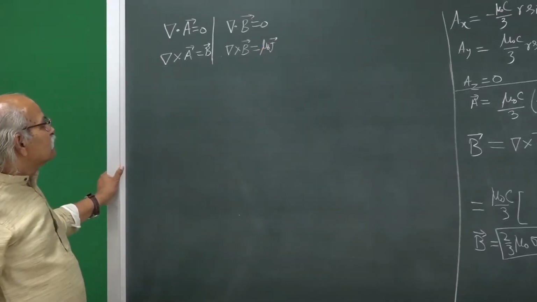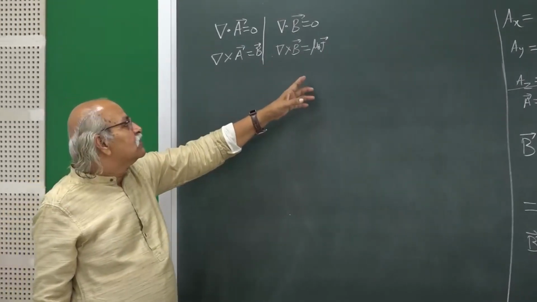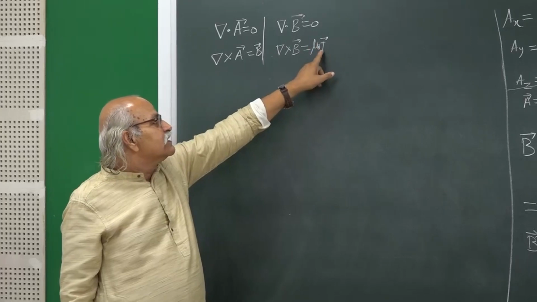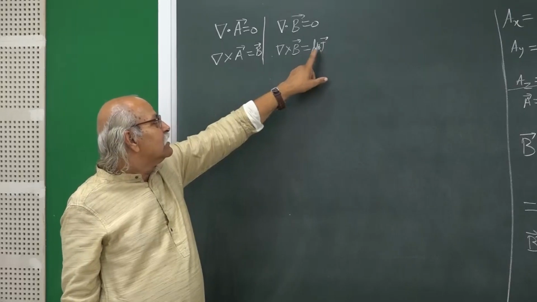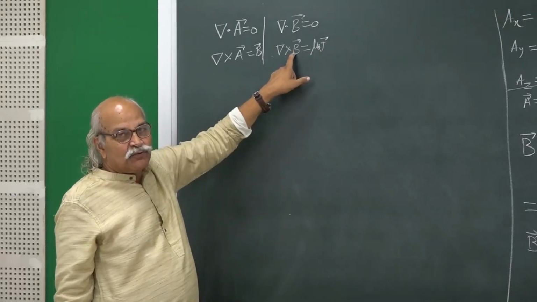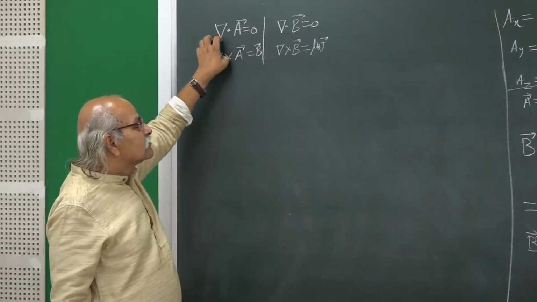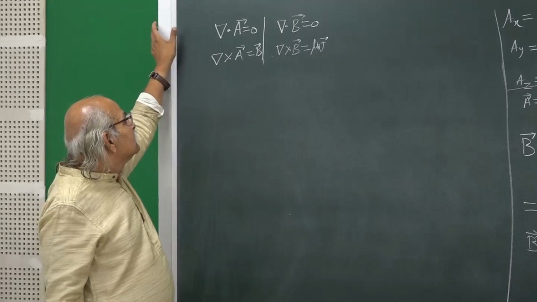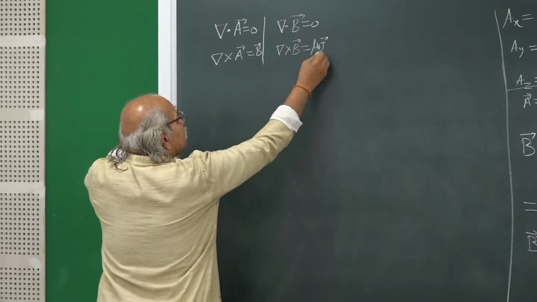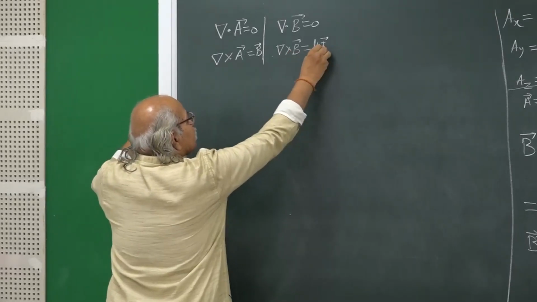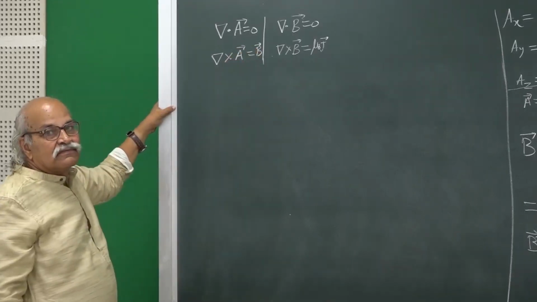So, you can see that the two mathematical structures are identical. If the current density is given, and you know how much the electric field is for the given current distributions, then using this analogy you can also say that the way this B is obtained from J, in the same fashion this A will be obtained from B, right.